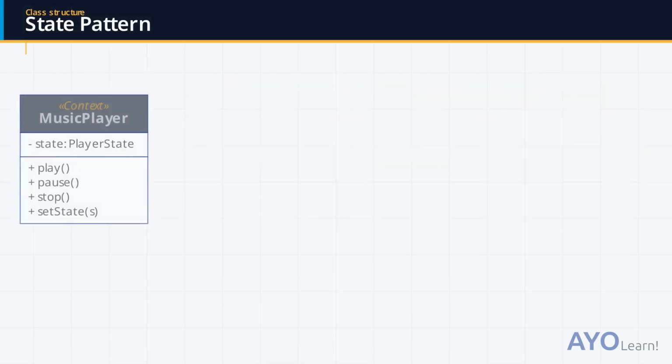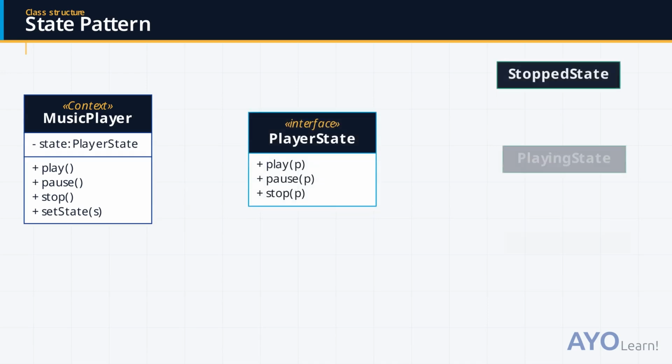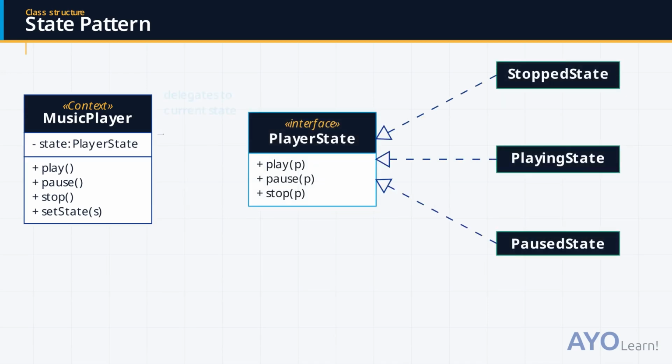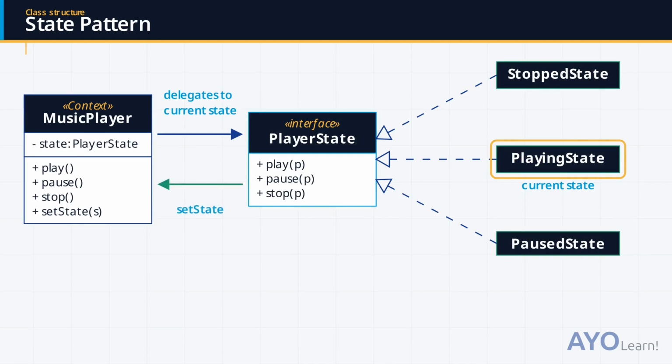Here's the structure. MusicPlayer acts as the context, holding a single reference to a PlayerState. PlayerState is the interface, implemented by StoppedState, PlayingState, and PausedState. MusicPlayer delegates every command to the current state, while setState lets one state choose the next.